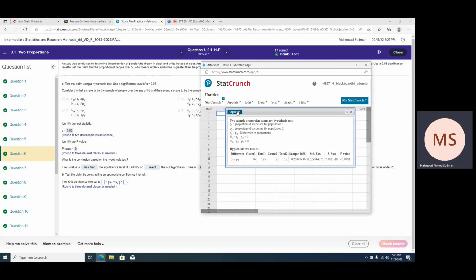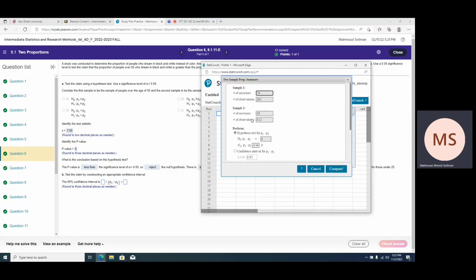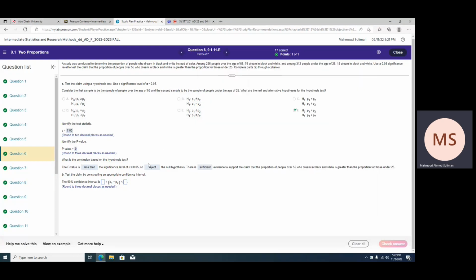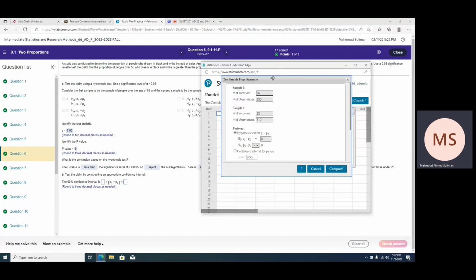Now confidence interval. Go back to StatCrunch. If the p-value is greater than alpha, it's automatically fail to reject, right? Yeah, fail to reject. If the p-value is less than or equal to alpha, we reject. If the p-value is more than alpha, we fail to reject. So we go back to StatCrunch.